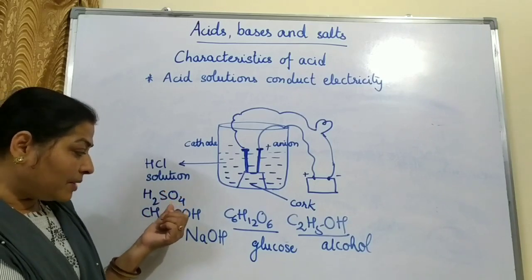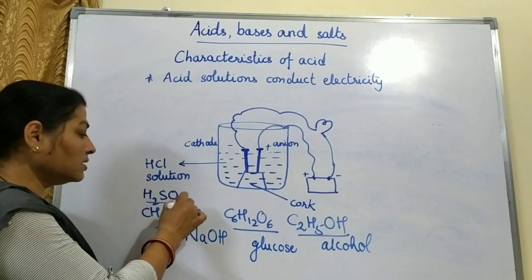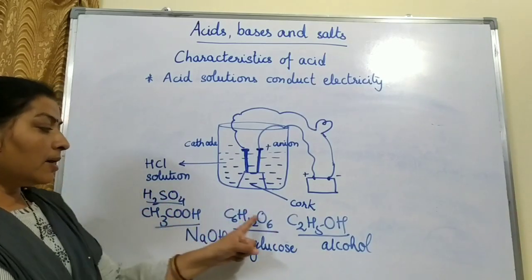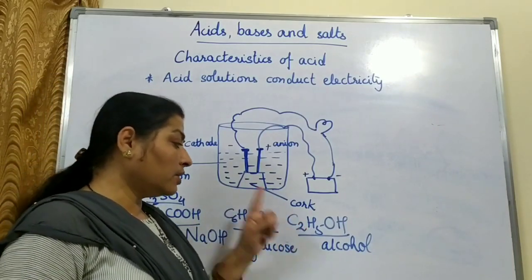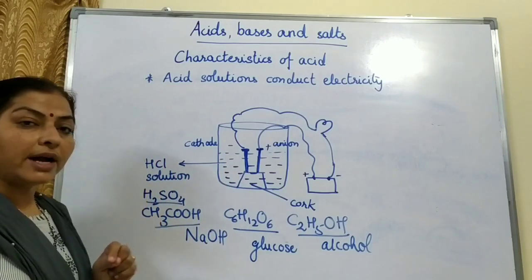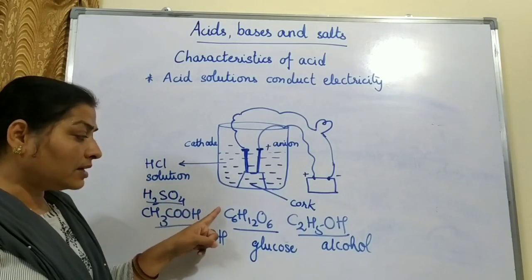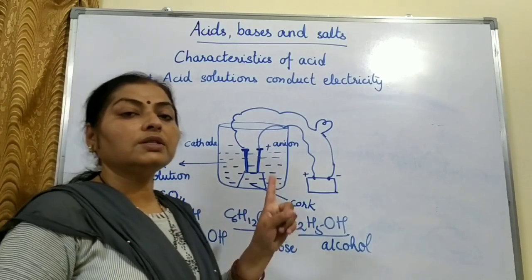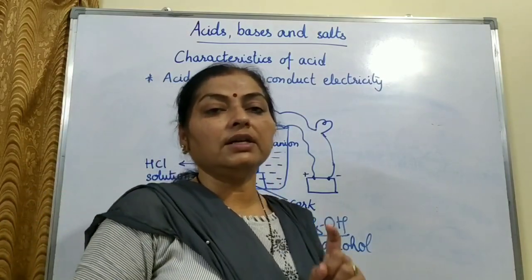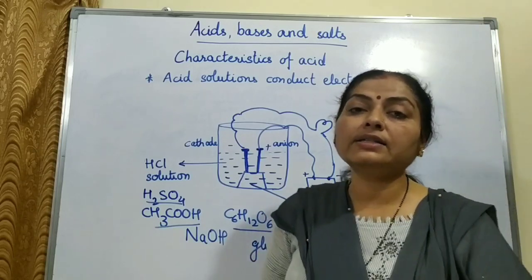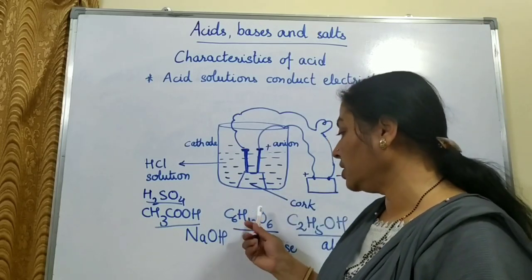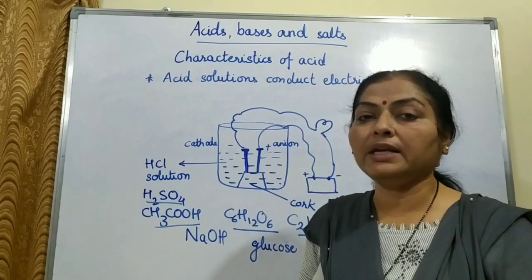Now, what is the similarity between this and this? In every compound you can see there is hydrogen. In glucose also there is hydrogen, alcohol also has hydrogen, acid also has hydrogen. Then what is the reason why these two solutions are unable to conduct electricity? The reason is that these solutions do not give ions in the solution. In the aqueous solution, glucose and alcohol don't form any ions.